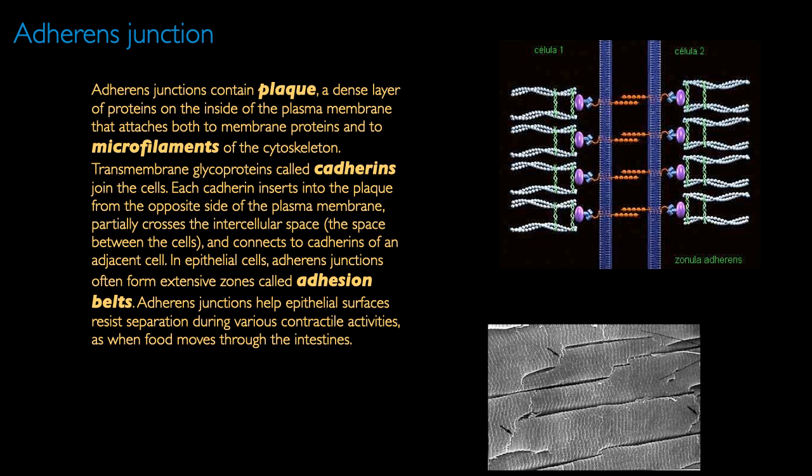Adherens junctions have a plaque of dense proteins in the inner aspect of both plasma membranes. You can see them as blue dots in the first image. And these attach to the membrane and to the microfilaments of the cell's skeleton. Cadherins are transmembrane glycoproteins that insert into the plaque inside and also connect to the opposite cadherins of the neighboring cell. This type of junction is abundant and forms adhesion belts that resist separation of superficial epitheliums.